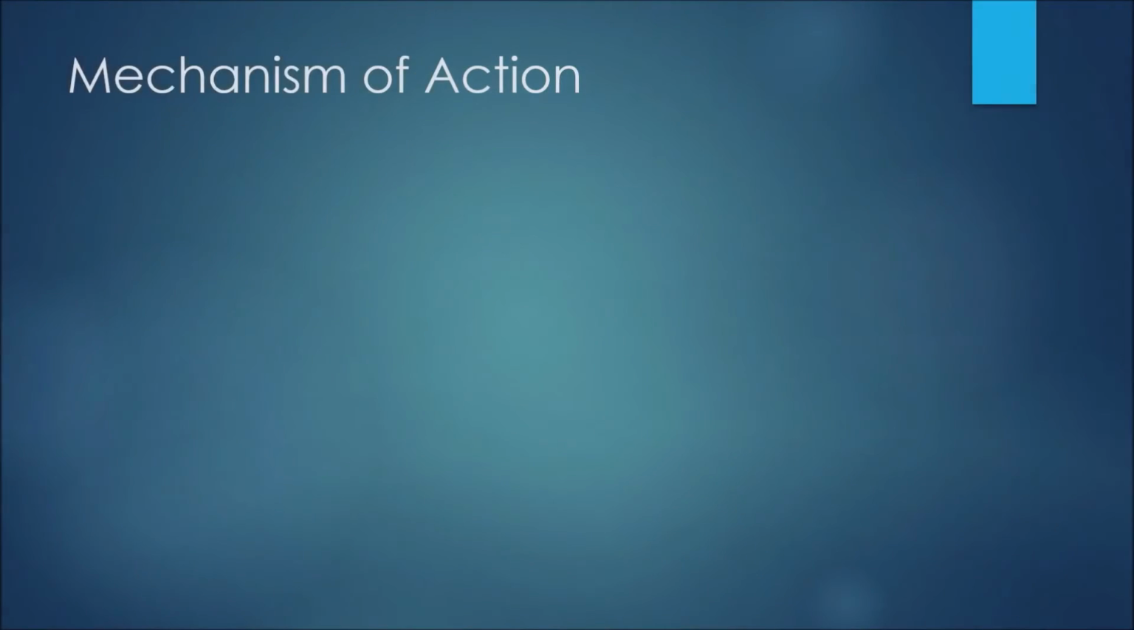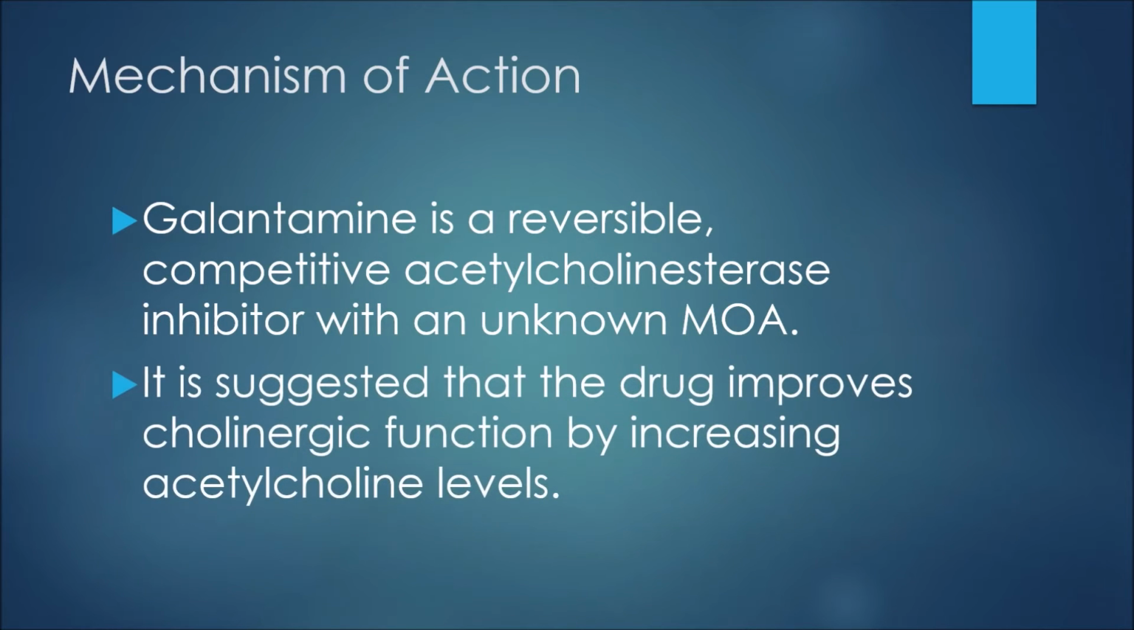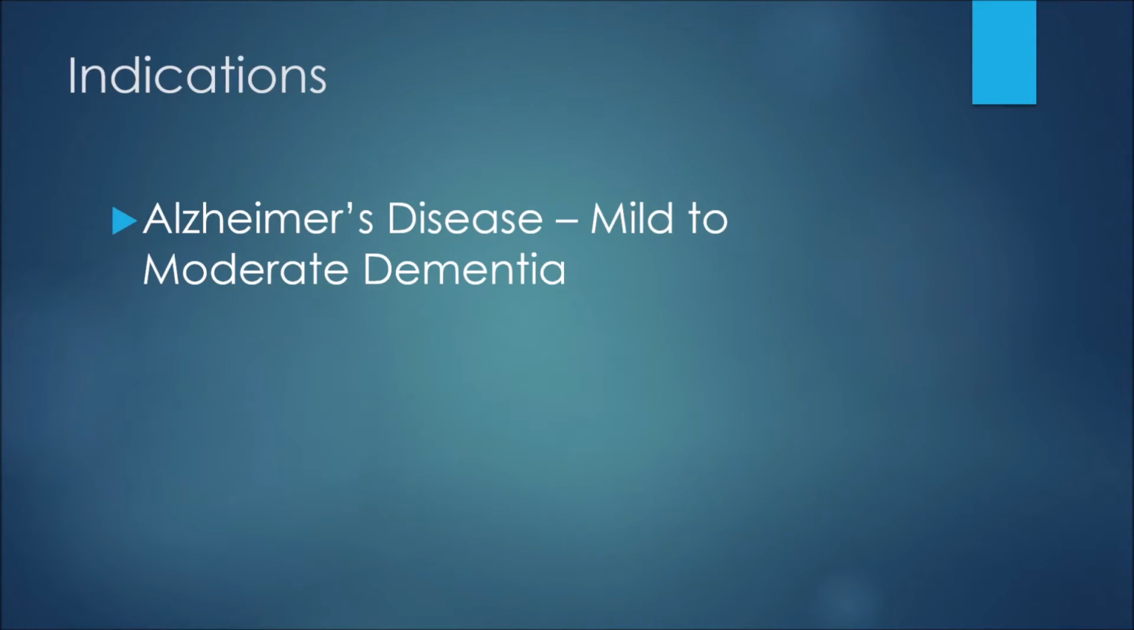So the first thing to discuss here would be the mechanism of action or how this medication works. So galantamine is a reversible, competitive acetylcholinesterase inhibitor with an unknown mechanism of action. However, it is suggested that the drug improves cholinergic function by increasing acetylcholine levels. In terms of indications or reasons we would prescribe this medication to a patient, well, we would often see it prescribed in the treatment of Alzheimer's disease in patients who are experiencing mild to moderate dementia.